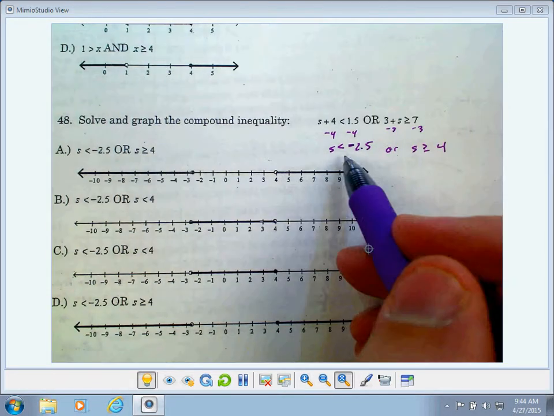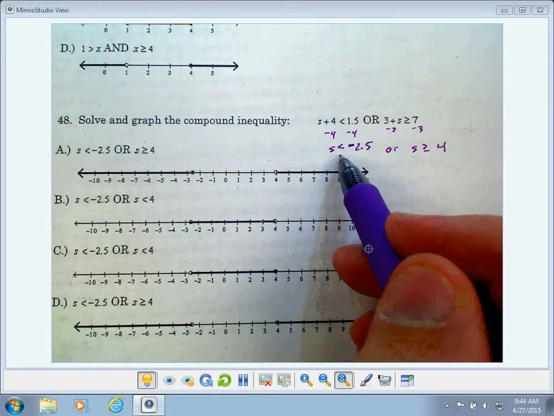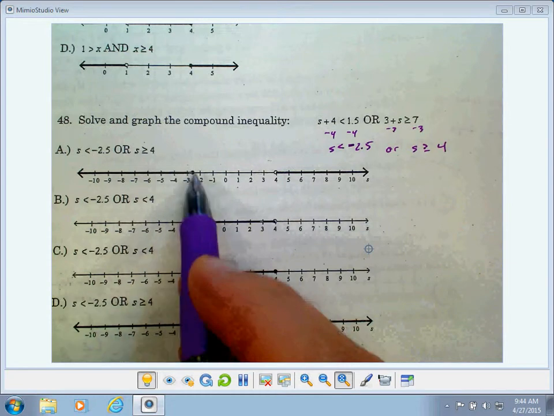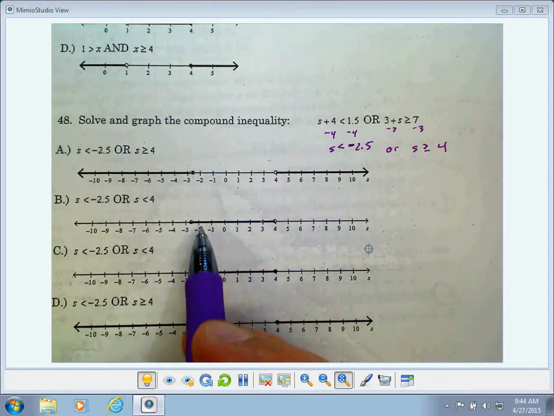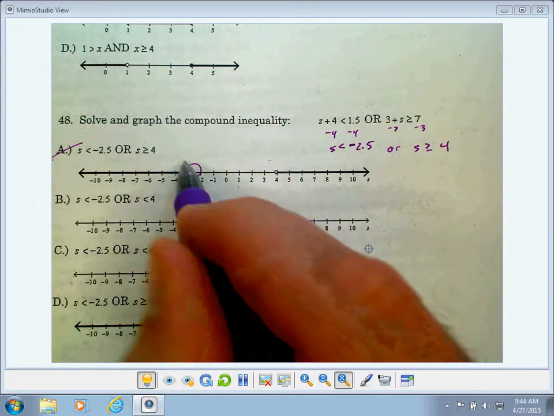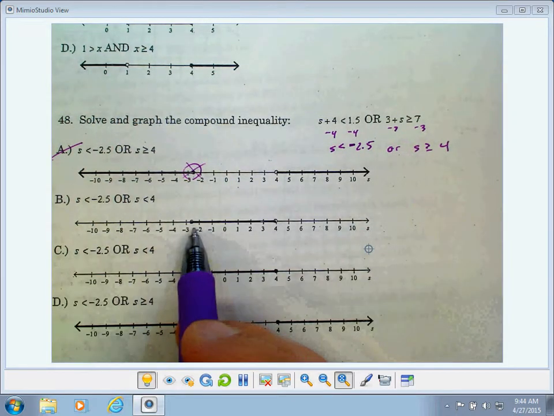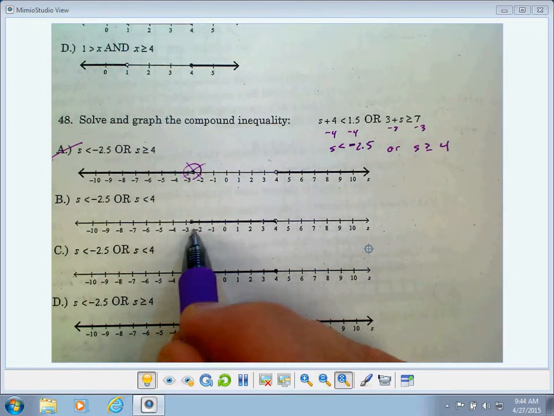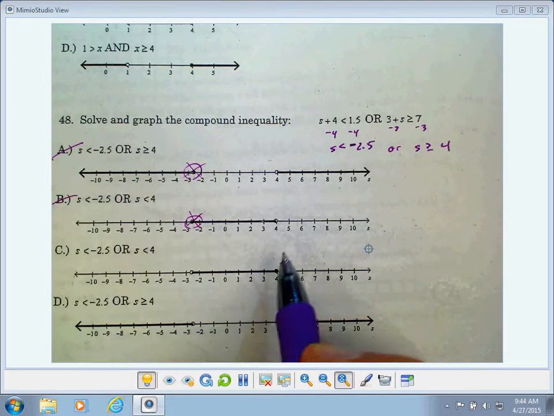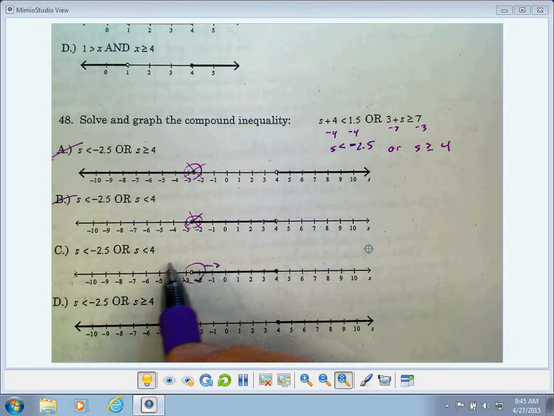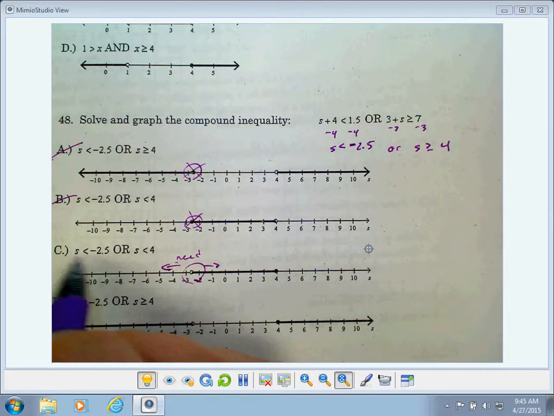So I need a regular inequality, less than, on negative 2.5. Well, here's a closed one that would be less than, so A is no good because this is closed. B, there's 2.5, but its shading will be going to the right, which would be greater than, so this is no good also because it's closed and it's going in the wrong direction. This one is open, but it's going to the right. I need it to go to the left. So C is no good. It's got to be D.